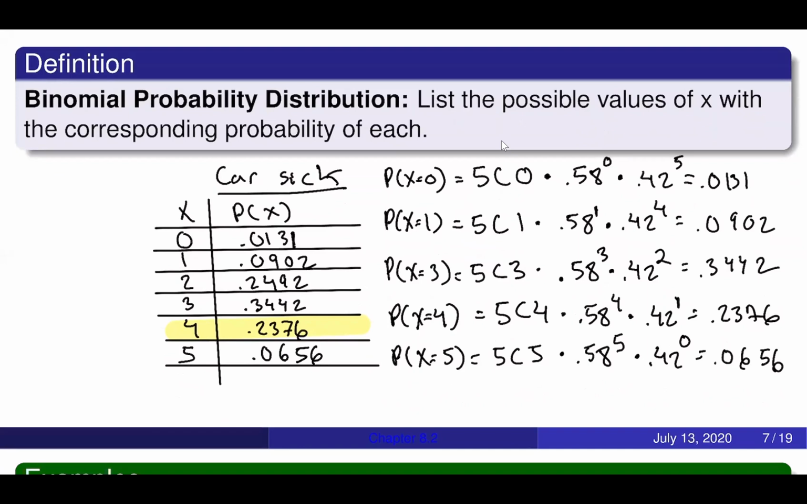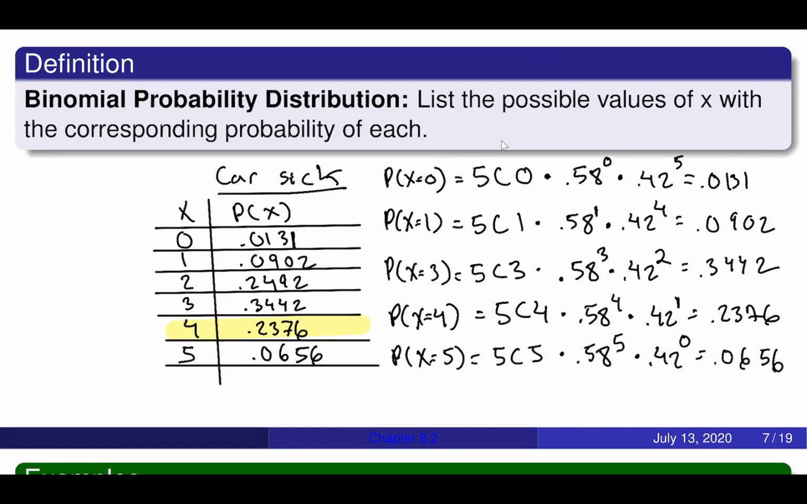All right, so this is what we call a binomial probability distribution. In a binomial probability distribution, you list out all of the possible x values that you could have, and you also put the corresponding probability for each one of those x values. So if I wanted to find the probability that 4 kids get car sick, we already found that to be 0.2376. So you're essentially just listing all of them out. Any question in regards to a binomial probability distribution?